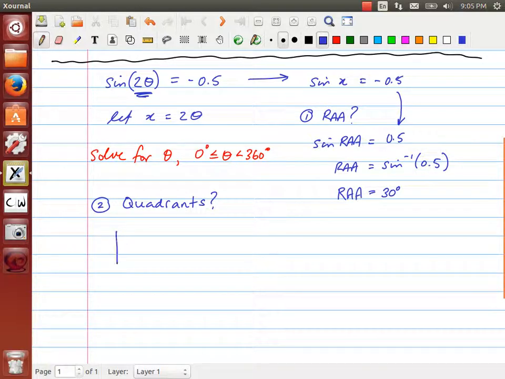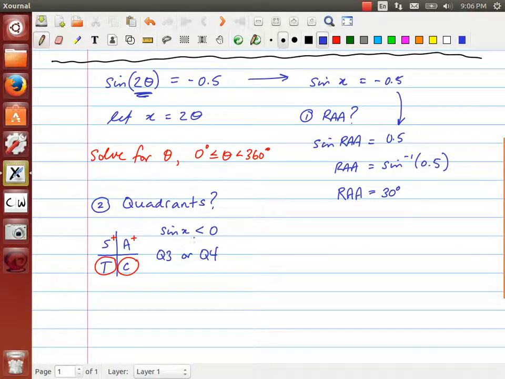And so I remember my small CAST diagram that helps me remember positives and negatives. In this case, my original value for sine x is negative. It's less than 0. So we ask ourselves, where is sine negative? Sine is positive in quadrant 1 and in quadrant 2, which means that sine must be negative in quadrant 3 and in quadrant 4. So now I know that my answer is in quadrant 3 or quadrant 4.